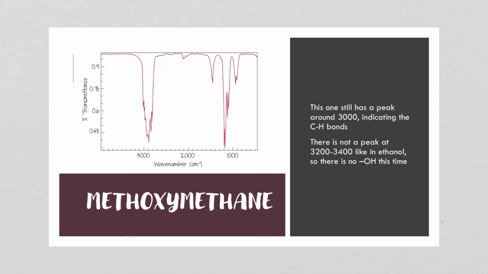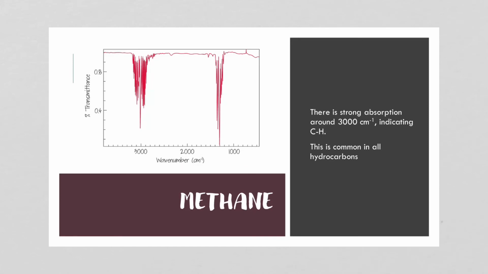This is methoxymethane, so this is an ether. Again, we can't be certain about this peak right here, the C single bonded O, because it's in the fingerprint region, but there still is that peak around 3000, and that identifies the carbon-hydrogen bonds. But there is not a peak at 3200 to 3400 like there was in ethanol, so there's no hydroxyl found in this one. In this next one, we see a very strong absorption around 3000, and that indicates that there's a carbon-hydrogen bond.